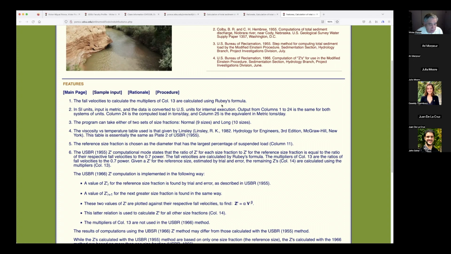In SI units, input is metric and the data is converted to US units for internal execution. That's what I already said earlier. Output from columns 1 to 24 is the same for both systems of units. We didn't attempt to change the method before we did the calculation.